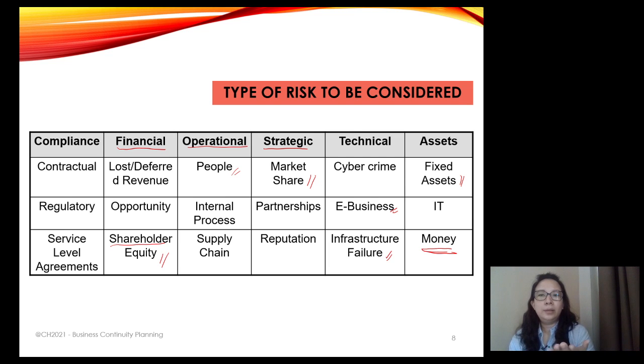Okay, so there are 6 type of risk that can happen in your company. So for each of you, please define at least one risk for each person. Yeah, so for each person in your group, please define at least one risk that might happen in your company.